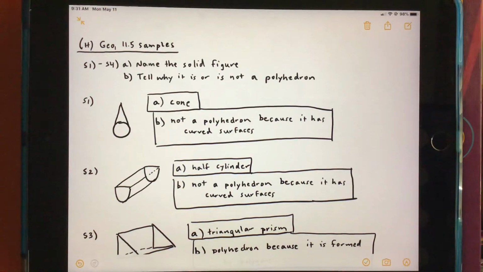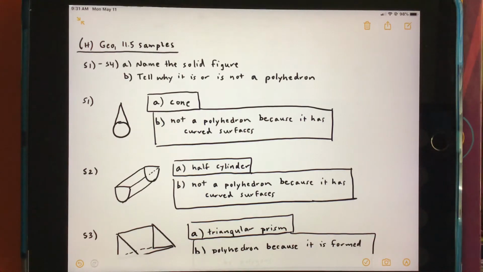So let's start with samples 1 through 4, where we're naming the solid figure with the correct mathematical name, and then we're going to explain why it is or is not a polyhedron. Sample 1, so we're looking at the drawing here, and it looks like a dunce cap, which is the shape of a cone. We have a circular base, and opposite the base we come to a single point. So that actually means that this is a circular pyramid, but we call it a cone. It's not a polyhedron because it has curved surfaces. Remember, polyhedrons do not have any curved surfaces.